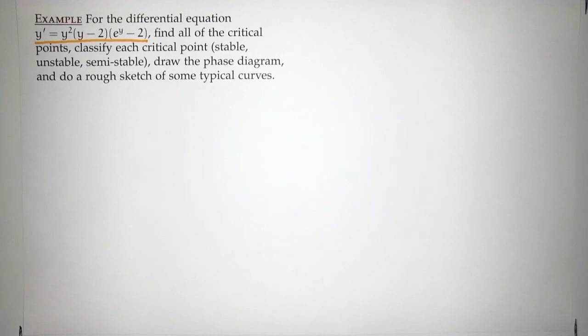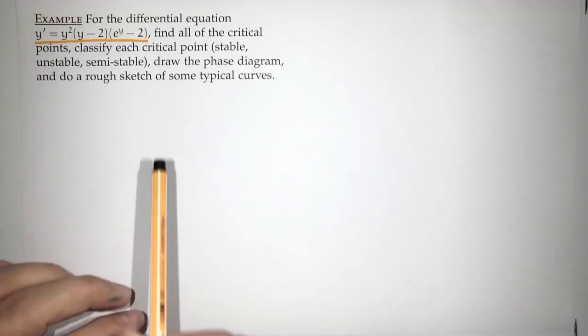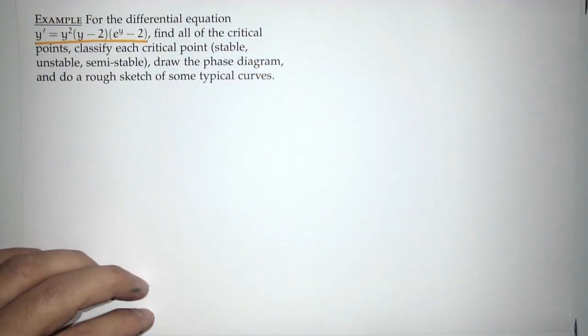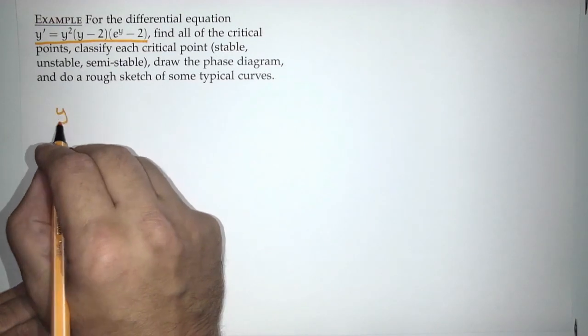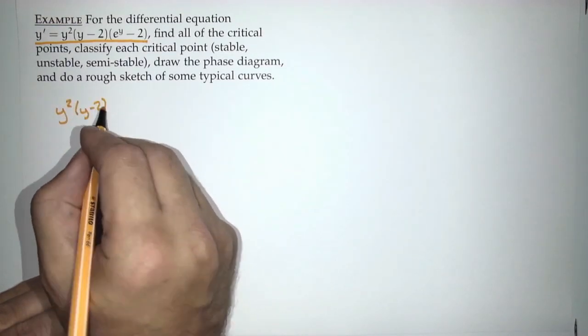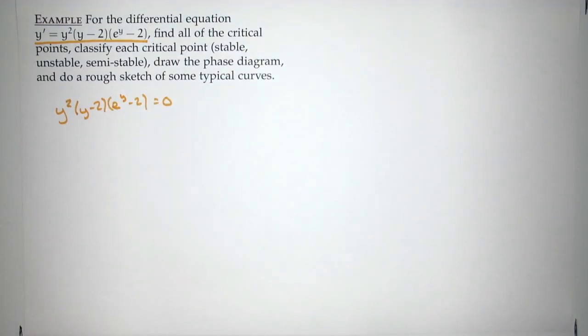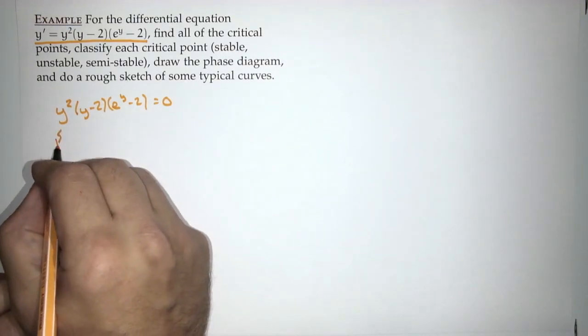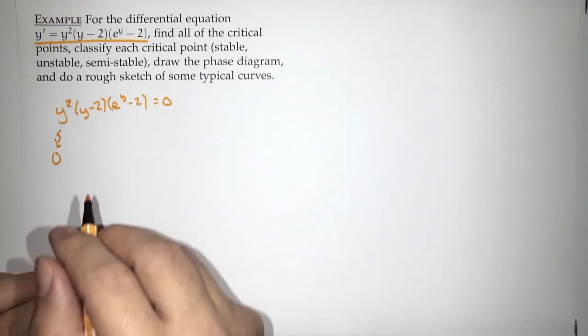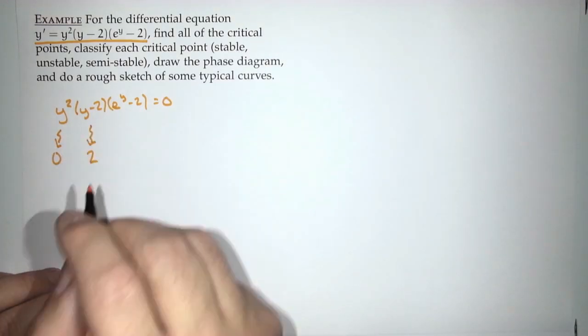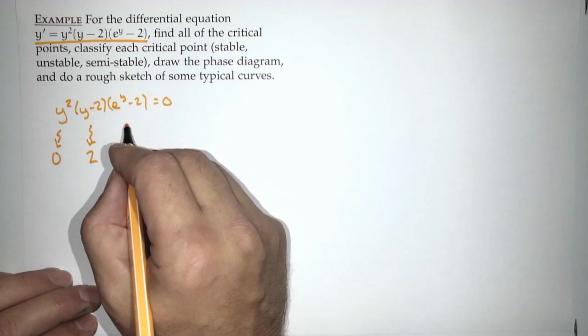Okay, so where to begin? Probably where it tells us. Yeah, find the critical points. So to find the critical points, we take our function, y squared times y minus 2 times e to the y minus 2, and we set it equal to 0. Okay, so where are some choices for y where this is true? Okay, people noted 0. Any others? 2. Okay. Anything else? Oh, natural log 2.